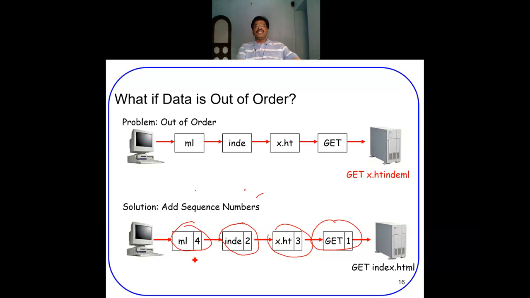So at the destination end, according to the sequence number associated with the packet, the packets will be reassembled. So get will be the first packet, and that get information is provided to the destination web server. Then the second packet inde, then the third packet x.ht, then the fourth packet ml. This will formulate a proper reassembly of the packets at the destination end. So the server will respond to get index.html.